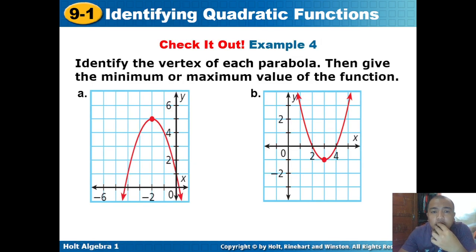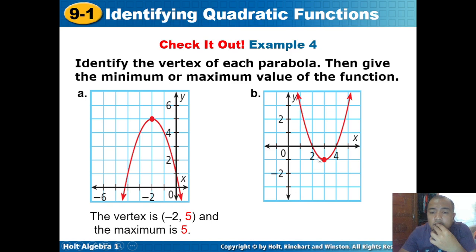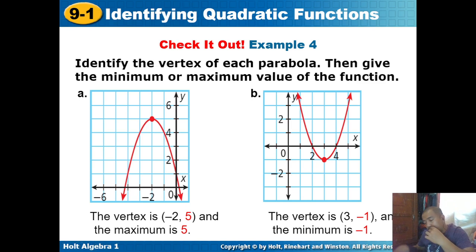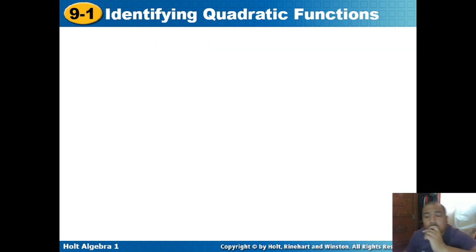Check it out. Identify the vertex of each parabola, then give the minimum or maximum value of the function. It's the same as what we did in the last slide. For this, we have negative 2, 5 for the vertex. Therefore, 5 is the maximum value. Maximum, because it opens downward here. It has a minimum value because it opens upward. What is the vertex? 3, negative 1. Therefore, negative 1 is the minimum value of the function. Okay? Can you follow? It's not so hard. Let's continue.